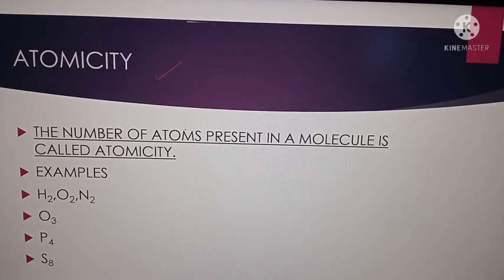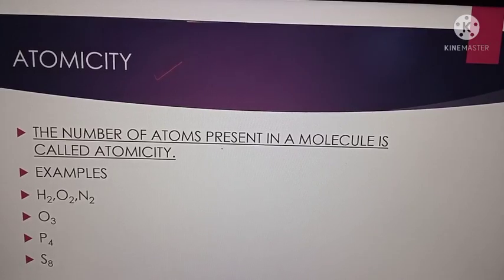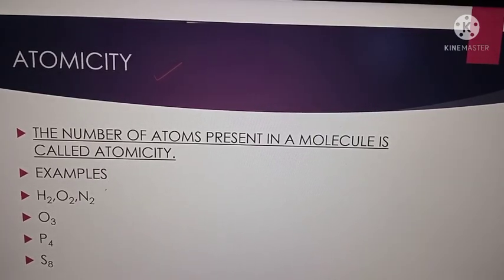Atomicity is basically a concept. The definition is given: the number of atoms present in a molecule is called atomicity. The number of atoms present in a molecule is called atomicity. For example, let us take some examples.